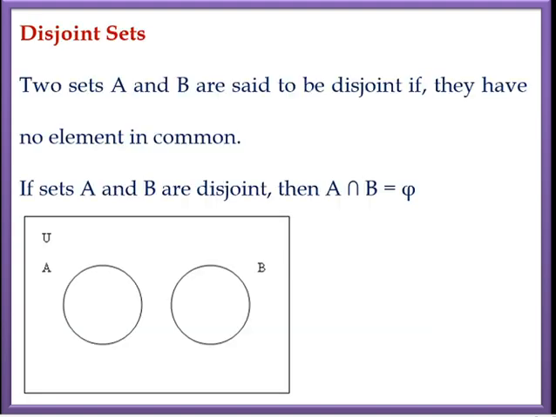Disjoint sets. Two sets A and B are said to be disjoint if they have no element in common. If sets A and B are disjoint, then what is A intersection B? It is nothing but phi.